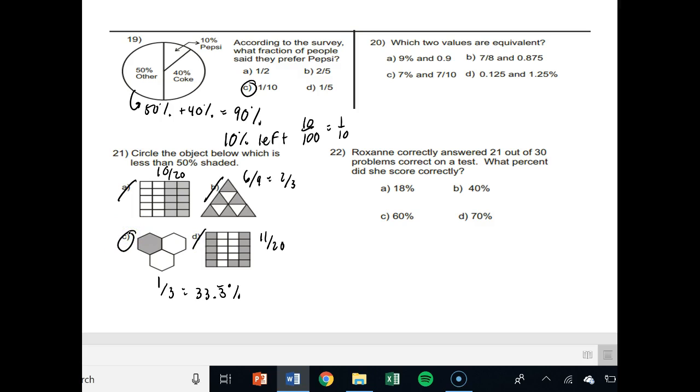All right, that's it. Please call me if you have questions. For number 22, if I were you, I would write it as a fraction and then say, oh, okay, let me do the long division method to try and convert it. All right, that's it.